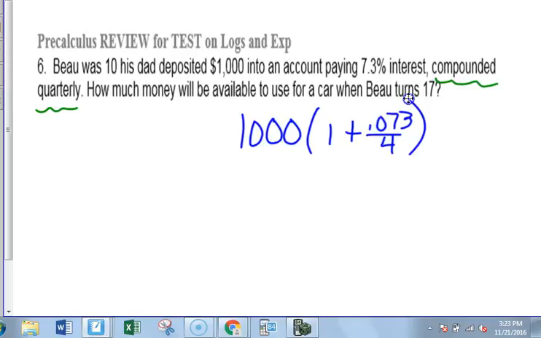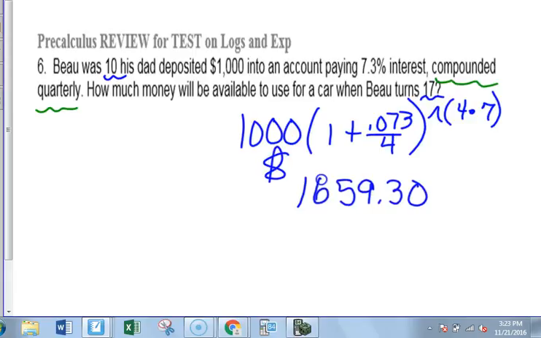Quarterly is divided by 4, and then it's to the power of 4 times the years. Everybody see where she got 7 years? Put it in there when he was 10, got it out when he was 17, or wants to know how much he'd have when he's 17. 16, 15, anybody have it? Okay, everybody good?